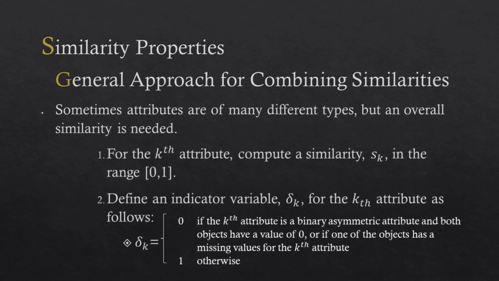General approach for combining similarities. Sometimes attributes are of many different types, but an overall similarity is needed. First, for the kth attribute, compute a similarity S sub k in the range of 0 to 1. Second, define an indicator variable delta k for the kth attribute as follows. Delta k is 0 if the kth attribute is a binary, asymmetric attribute and both objects have a value of 0, or if one of the objects has a missing value for the kth attribute. Otherwise, delta k is equal to 1.